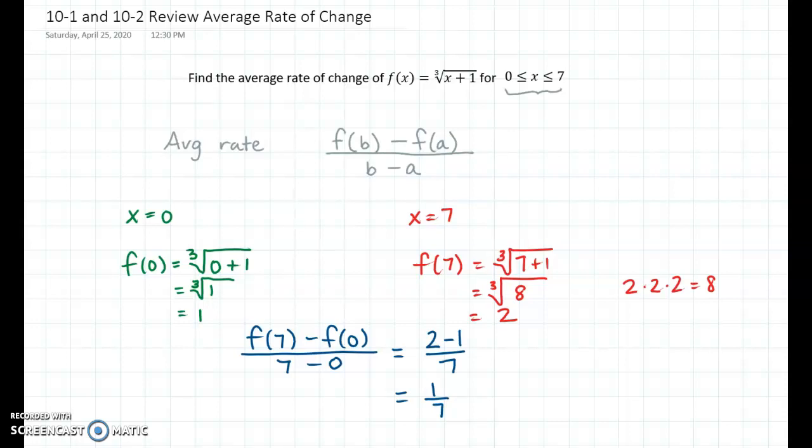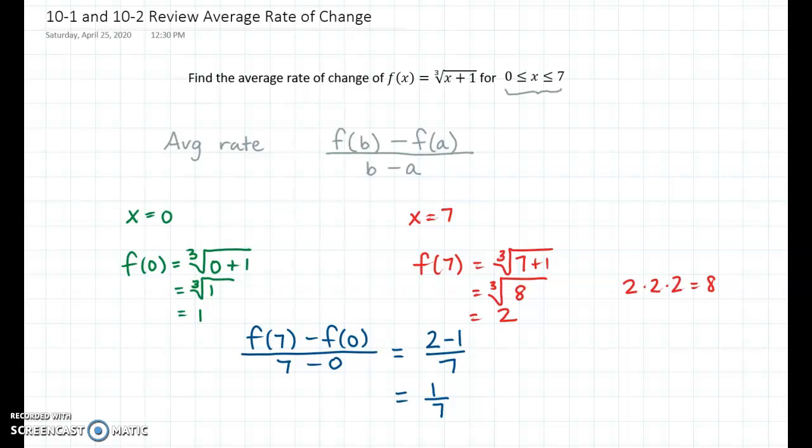That means the slope between the origin and x equals 7 for this function is going to be a rise of 1 and a run of 7, which makes sense. This graph is not very steep, if you've seen it. It's a shallow graph. So it makes sense that the slope is a small number.